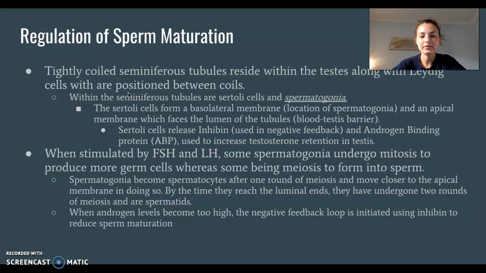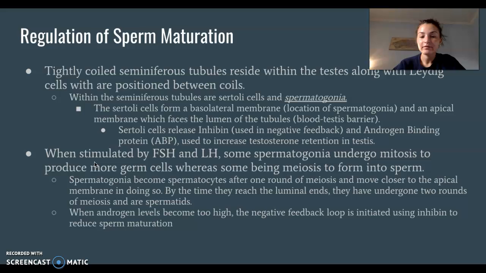So the spermatogonia become spermatocytes after one round of meiosis, and with each round of meiosis they mature and move closer and closer to the apical membrane, so closer to the tubule lumen. And then by the time they reach the luminal ends of the Sertoli cells, they will have undergone 2 rounds of meiosis and are now considered spermatids.